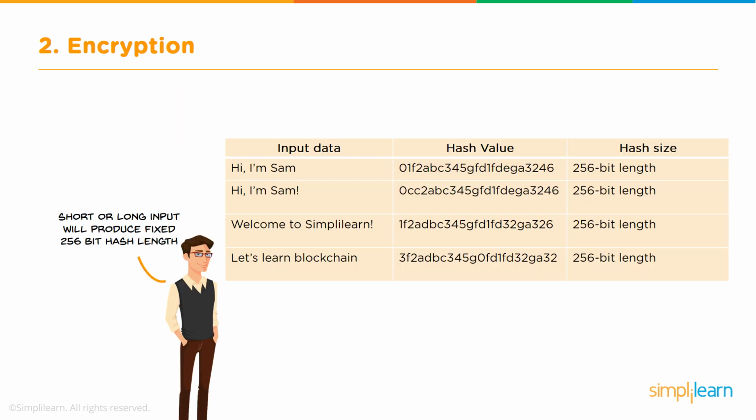So here are some examples. Whatever be the size of the input data, the hash value is always of 256-bit length. And we will take a look at the demo at the end of this session, where I'll show you how to generate a hash value using SHA-256.